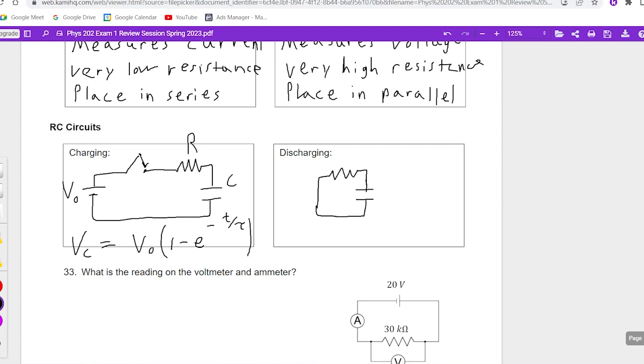The equation for discharging is VC, the voltage in the capacitor, is equal to V naught times e to the negative t over tau. So even though it's no longer connected to the battery, it's fully charged, we would say, with V naught, and that's why it holds the charge for at least a little bit.